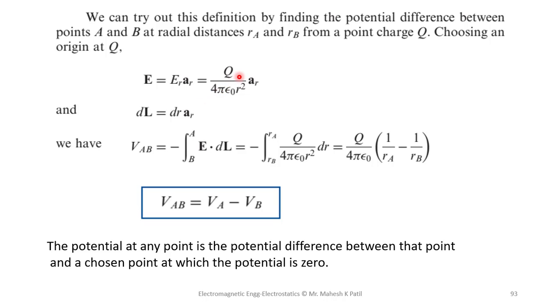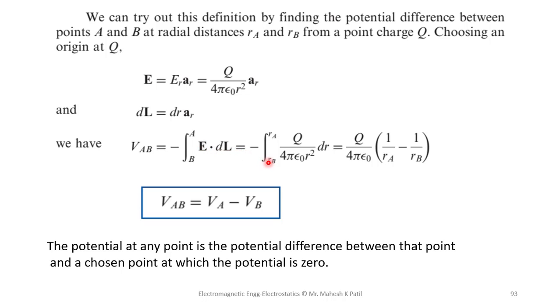This is the electric field intensity due to a point charge. So I can write this equation as E due to point charge as Q upon 4 pi epsilon naught r square a_r. Similarly, the differential length can be written as dr a_r bar. Now I want to write the potential from A to B. So this can be written as minus integration initial point to final point. Please remember that here the initial point is B and the final point is A. So minus integration B to A E bar dot dl bar.